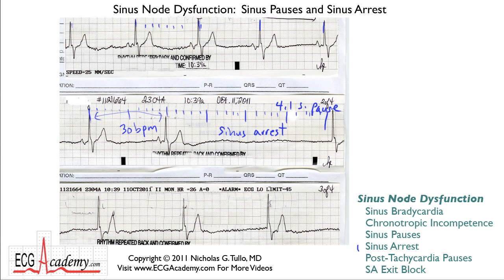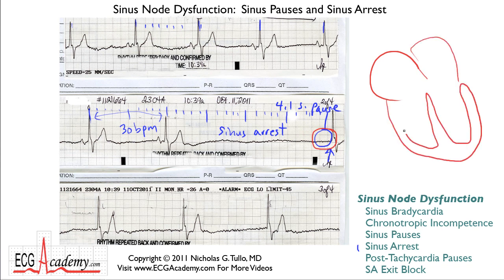But I want you to notice something, that following this pause, the beat that interrupts the pause does not have a P wave in front of it. Well, what does that mean? Did the P wave disappear? Why did the P wave disappear? If there's no P wave in front of it, where did this beat come from? Okay, well, think of it this way. You have your sinus mechanism, which is, of course, arising from the top of the right atrium.